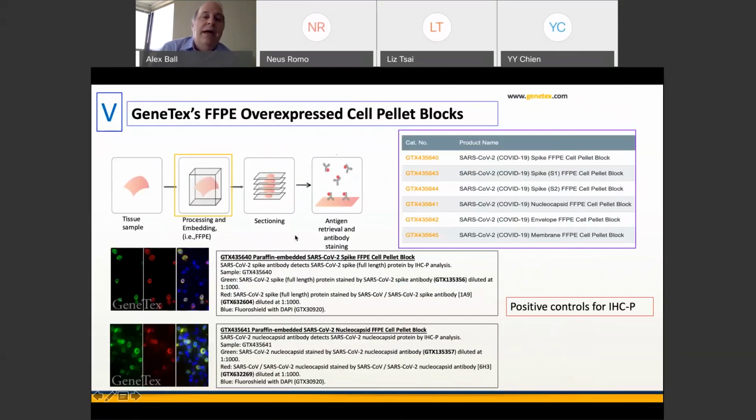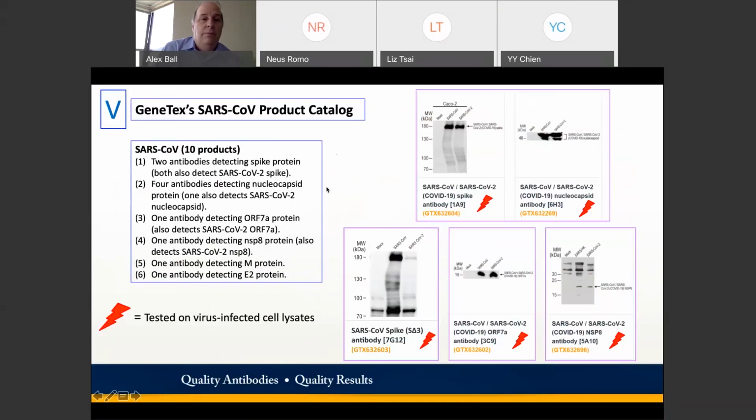We also are selling FFPE overexpressed cell block pellets against, obviously, the structural proteins. These can be used as a sort of adjunct positive control for IHC, as more and more of our antibodies are tested for IHC. In addition to SARS-CoV-2, we also carry products directly for SARS-CoV.